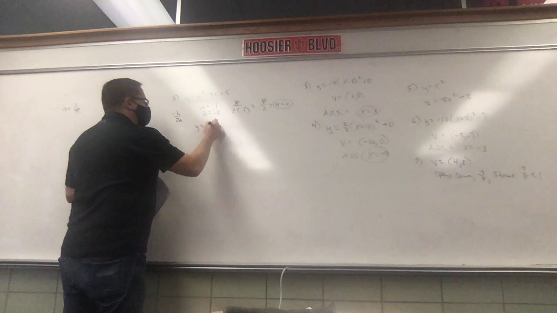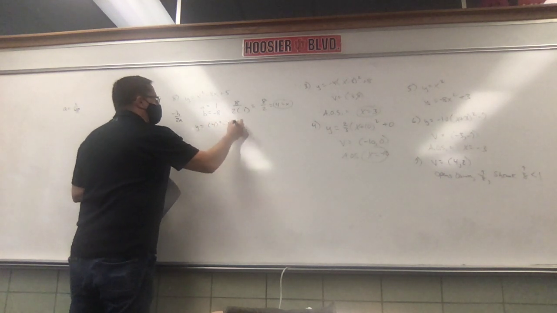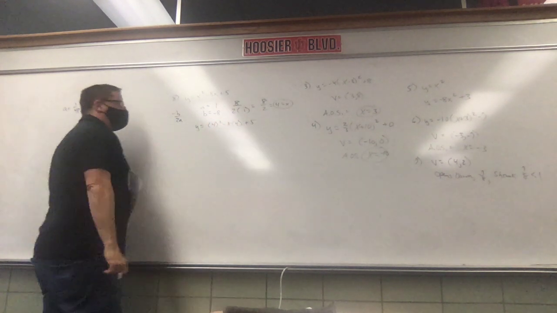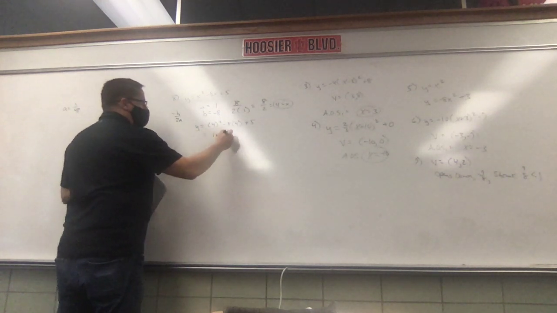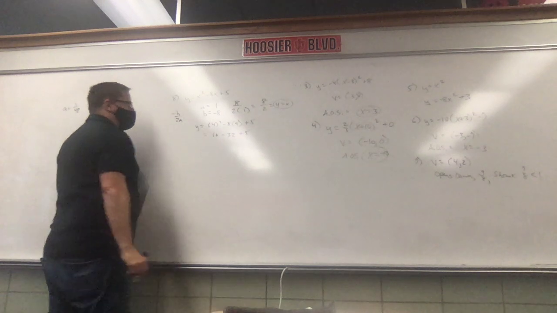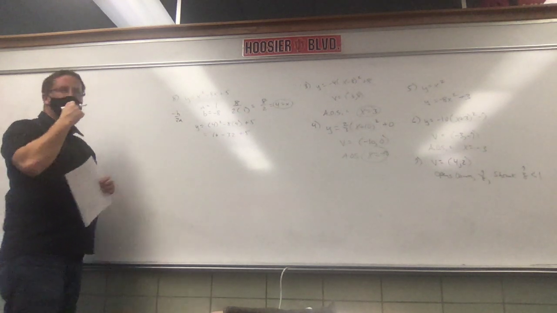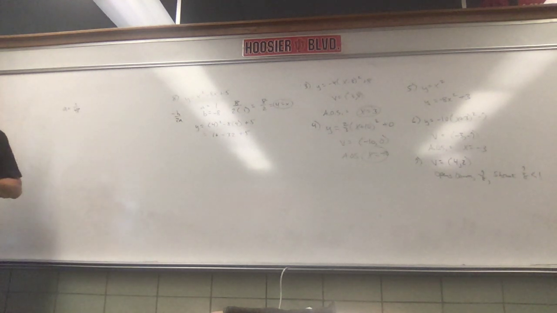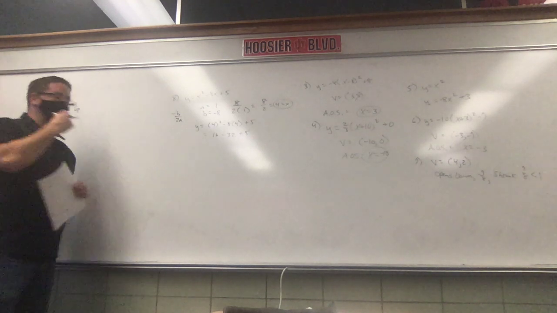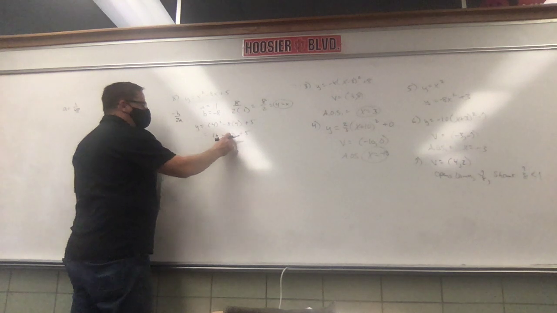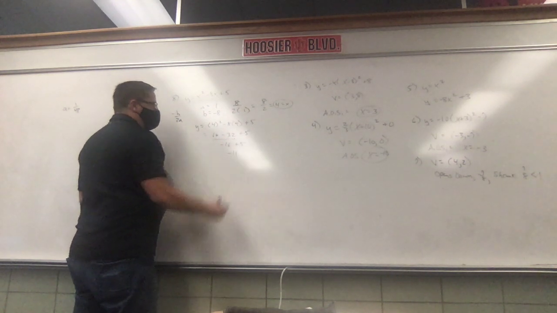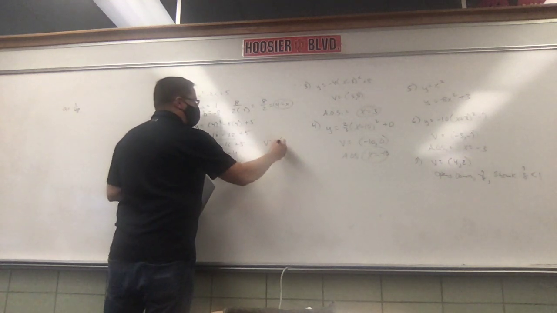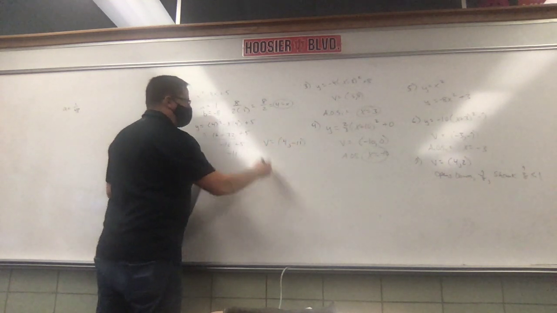y equals 4 squared minus 8 times 4 plus 5. 4 squared is 16. 8 times 4 is 32. Plus 5. Do we add first or subtract first? Doesn't matter which is first. Whatever comes first. 16 minus 32 is negative 16. Plus 5 is negative 11. So your vertex is 4, negative 11.